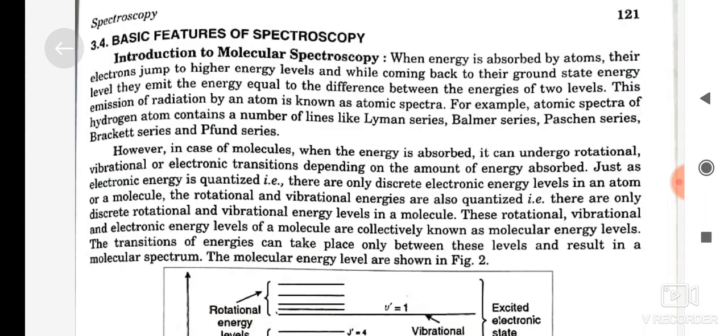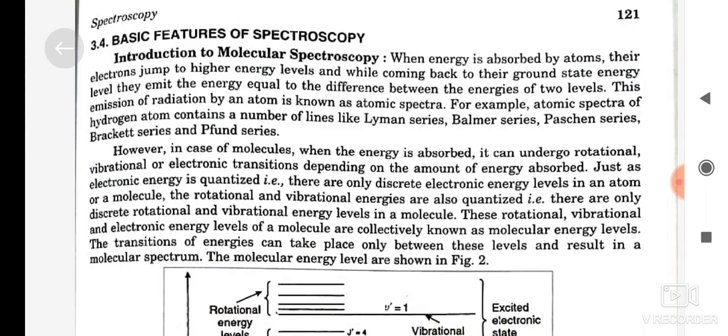However, in the case of a molecule, when the energy is absorbed, it can undergo rotational, vibrational, or electronic transition depending on the amount of energy absorbed. Just as electronic energy is quantized, there are only discrete electronic energy levels in an atom or a molecule. The rotational and vibrational energies are also quantized. That is, there are only discrete rotational and vibrational energy levels in the molecule.